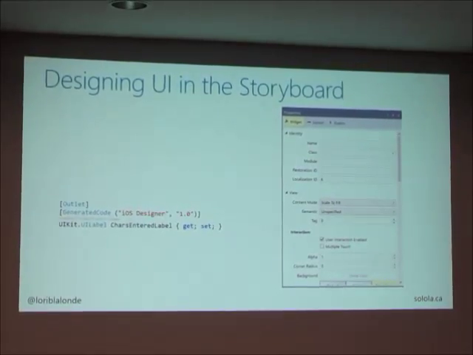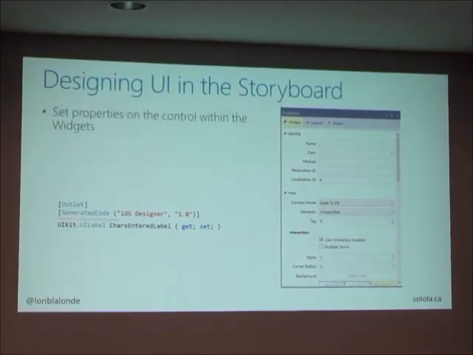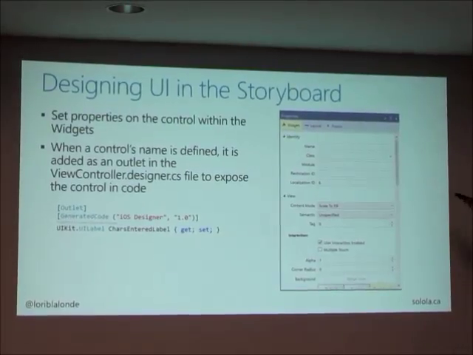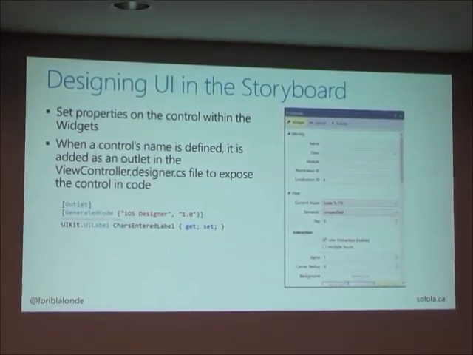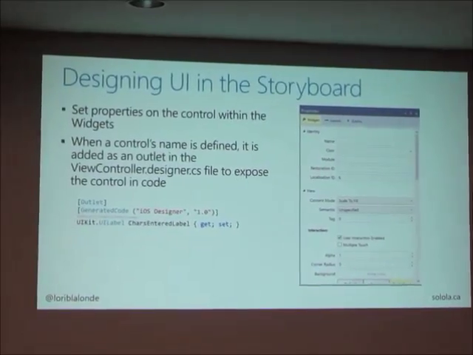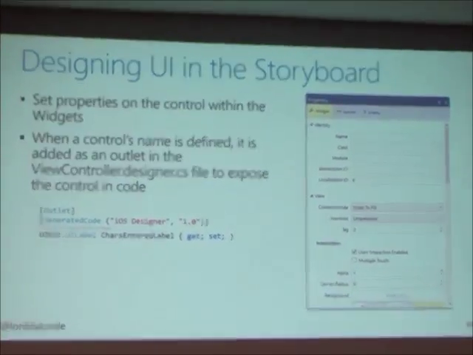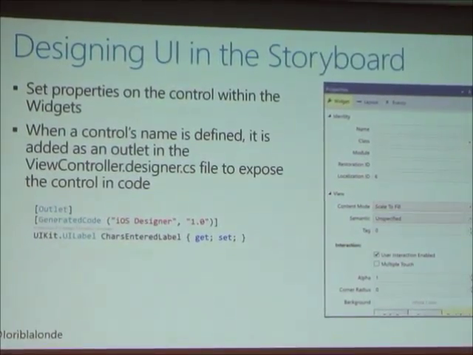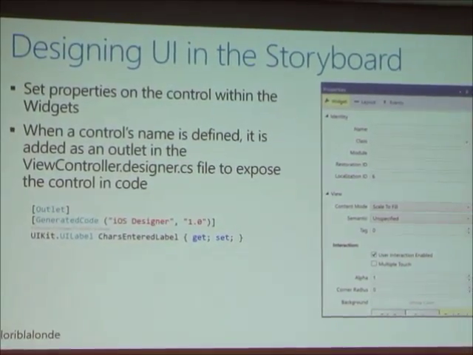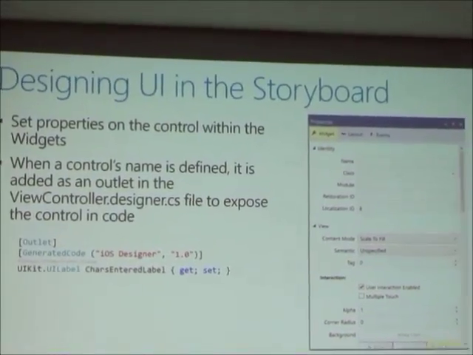Okay. One thing to know is when you are setting a name on a UI view in the storyboard, that generates this outlet code in the designer, and that gives your application a way to reference that UI view within your code, essentially within the code behind.